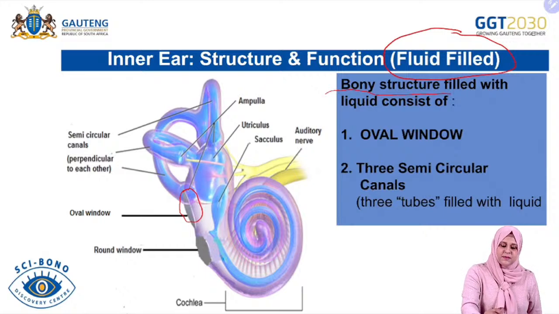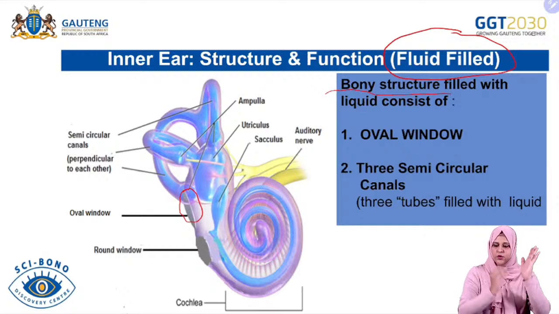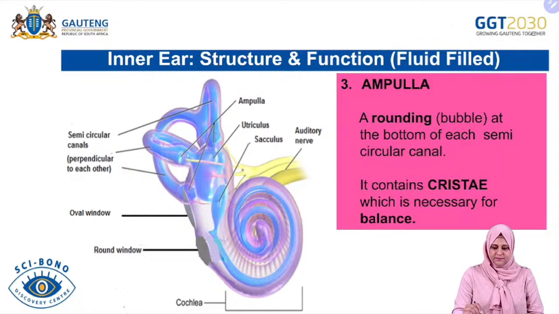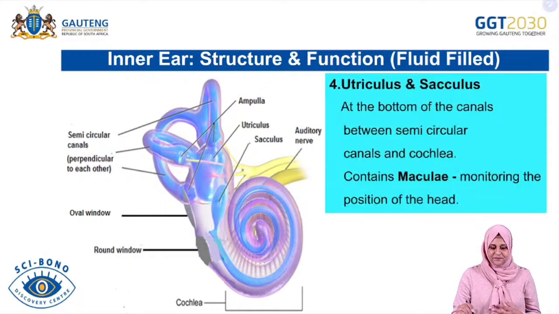And these three semicircular canals. Now, the semicircular canals lie at 90 degrees to each other, one in each plane, that is your X, Y, or your Z plane. And they are tubes that are filled with liquid. At the bottom of these tubes, you find a little rounding, a little bubble here, right? That is called an ampulla. Ampulla for one, ampullae for plural. That's a rounding at the bottom of each and every semicircular canal. It contains a receptor called cristae, which is necessary for balance.